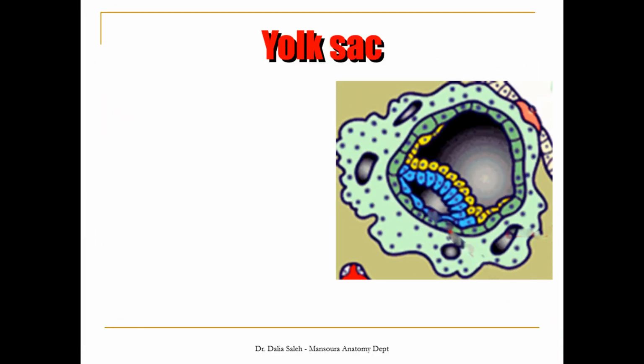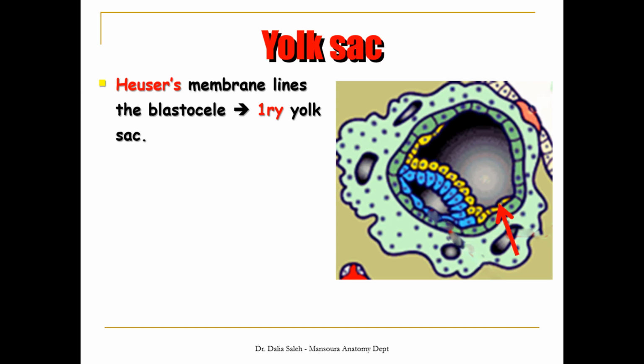The yolk sac, and let's see how it develops. Let's revise this picture again. Here you can see two cavities. The amniotic cavity develops dorsal to the epiblast, and we have the blastocele lies ventral to the hypoblastic layer. But when the Heuser's membrane starts to develop from the edges of the hypoblast, the blastocele will change its name into primary yolk sac.